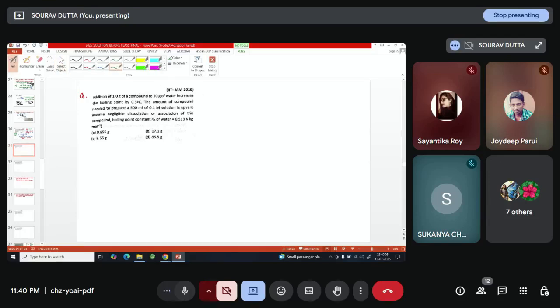Addition to 10 gram of water increases the boiling point by 0.3, what does that mean? The delta TB, the change in boiling point or elevation of boiling point, is 0.3 centigrade, or you can write 0.3 Kelvin, that is the change.